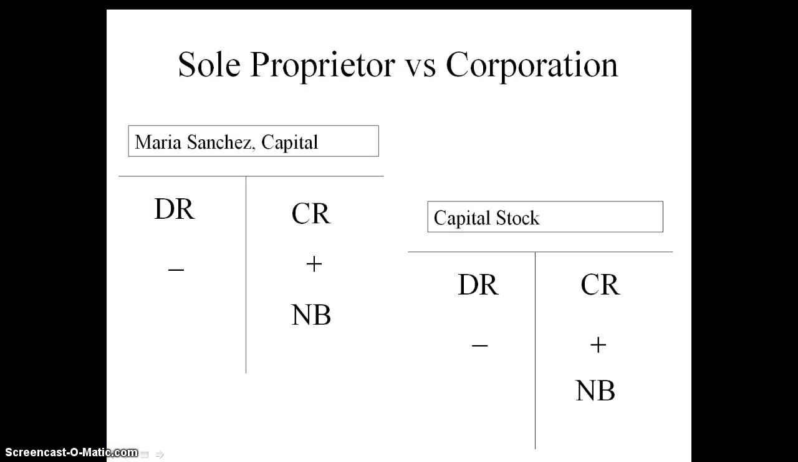Back in Accounting 1, when we were talking about a sole proprietor, we used owner's equity. And with the owner's equity, we talked about the capital account, or the individual owner's capital account. In this case, Maria Sanchez capital. We increased the capital account with a credit, decreased it with a debit, and of course our normal balance was on the credit side. Capital stock is done the same way. All we are doing is replacing it with stockholders' equity. Capital stock is going to be also increased on the credit side, decreased on the debit side, with the normal balance on the credit side.